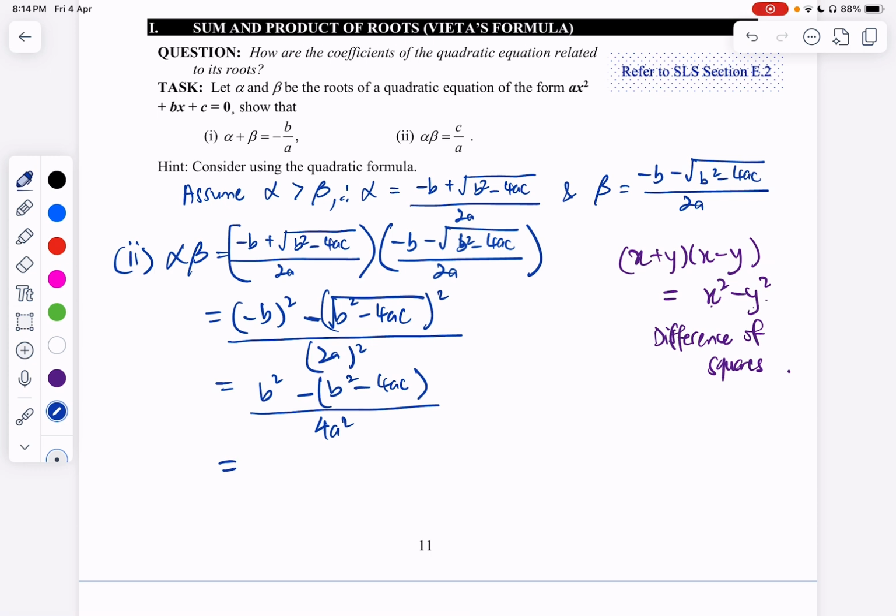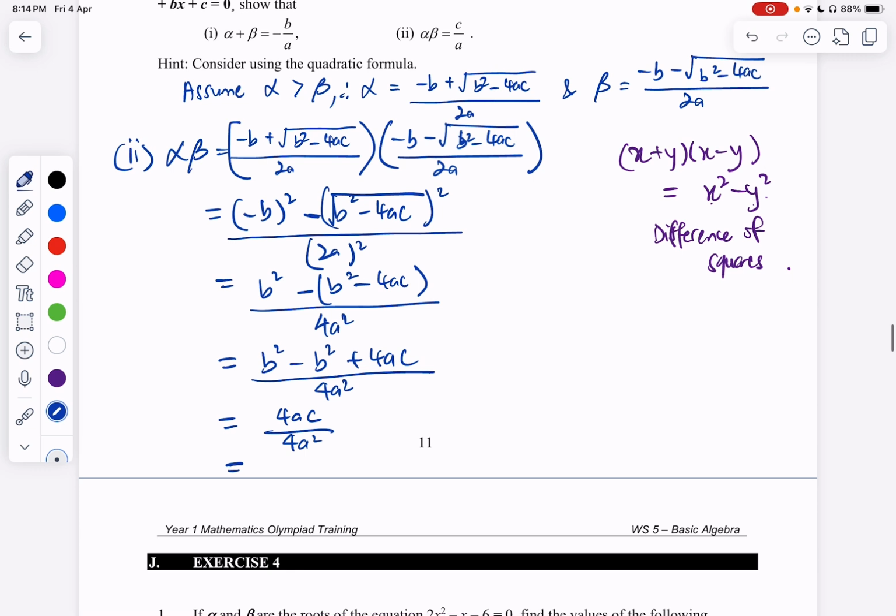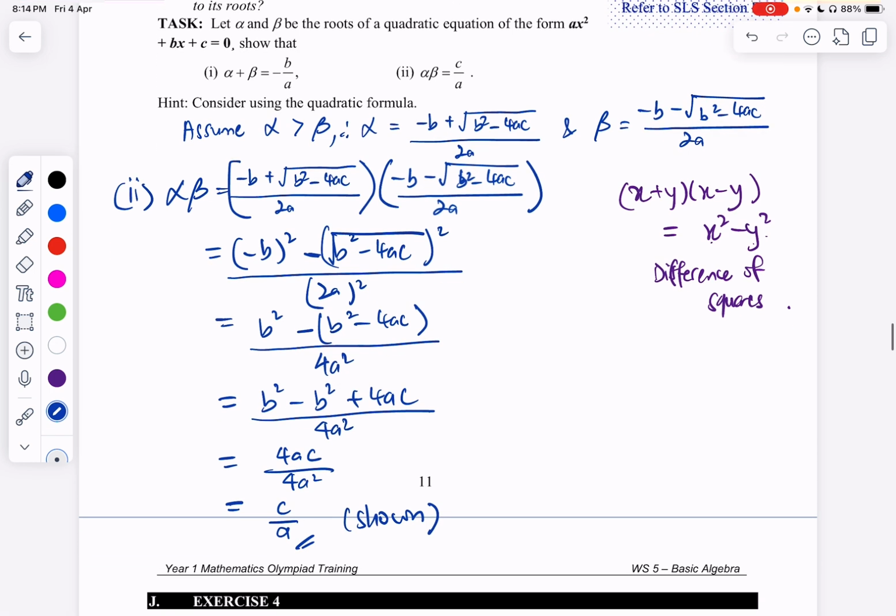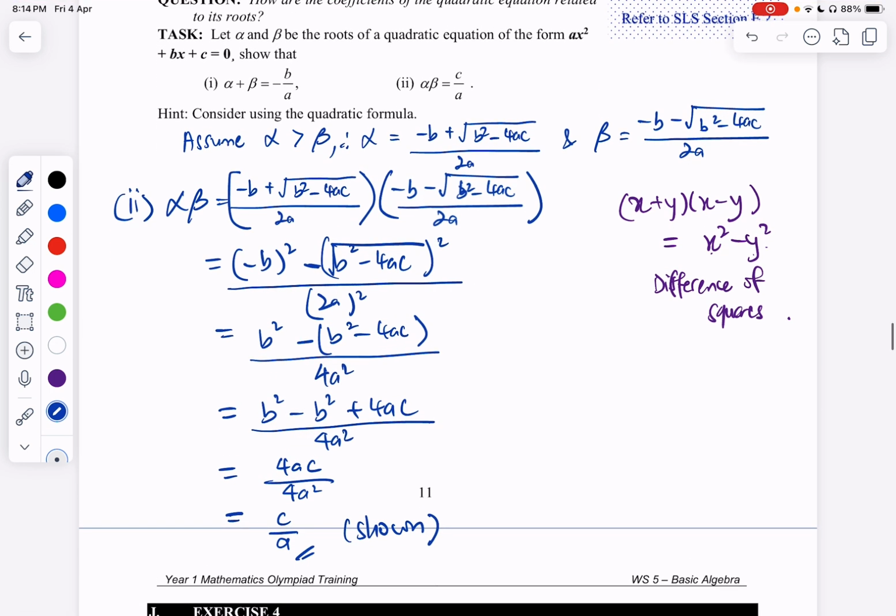Opening up the bracket, I will get b squared minus b squared plus 4ac over 4a squared. The b squared minus b squared cancel each other. I'm eventually left with 4ac over 4a squared, which will give me c over a. And this is your right hand side. So I have also shown the derivation of the proof of Vieta's formula using the quadratic formula.